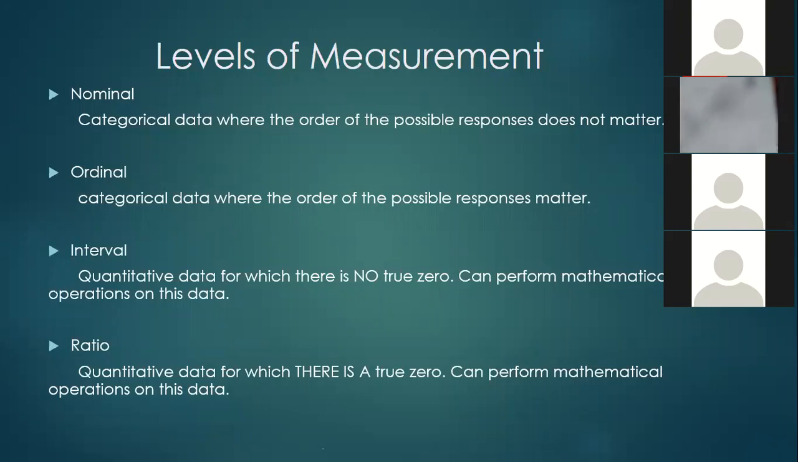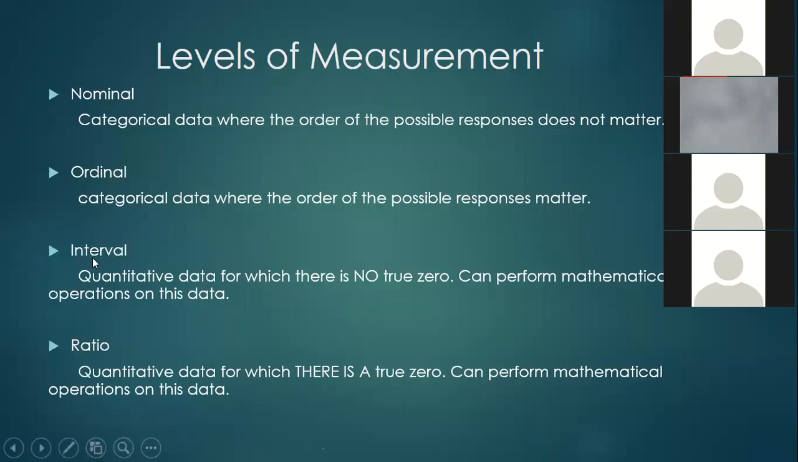For ordinal now, if I ask you your education level, you either have primary, secondary, tertiary. If I ask you what class you're from, you're either upper, middle, or lower class. So the order matters. And as I said before, nominal and ordinal are both levels of measurement for categorical data. So there is no numerical value that is attached to them.